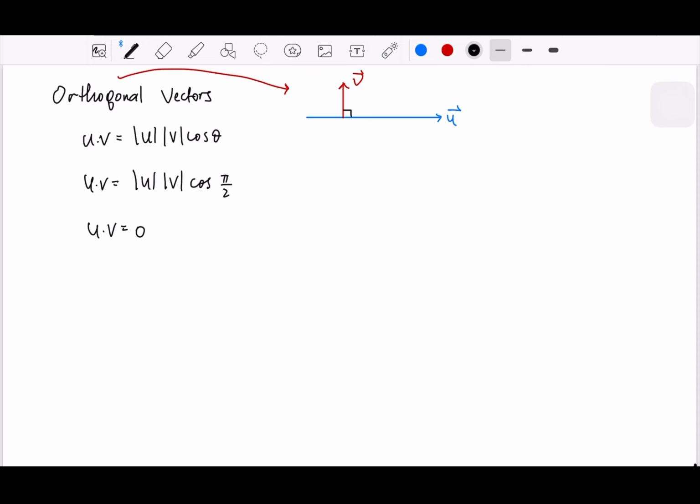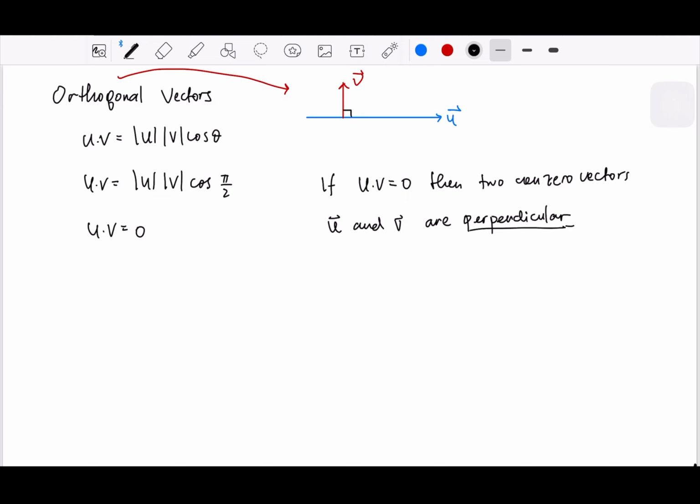So if u dot v is equal to 0, then two non-zero vectors u and v are perpendicular.